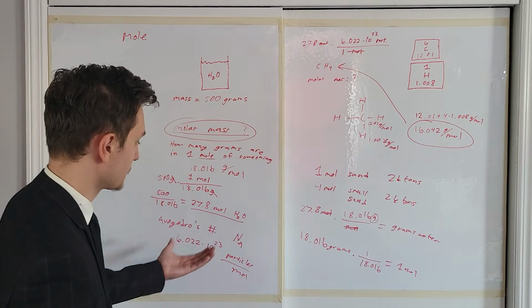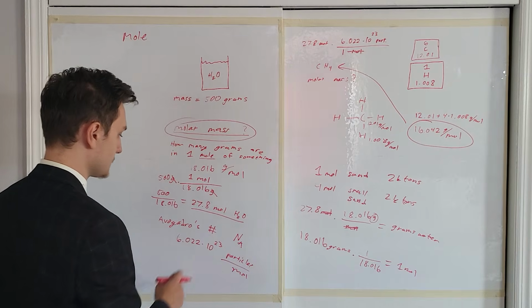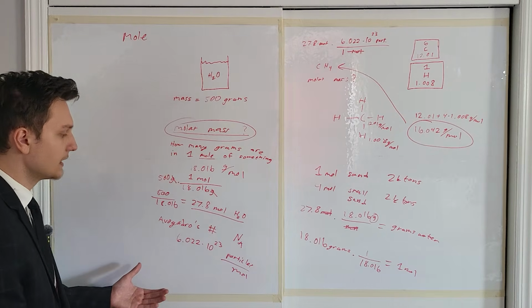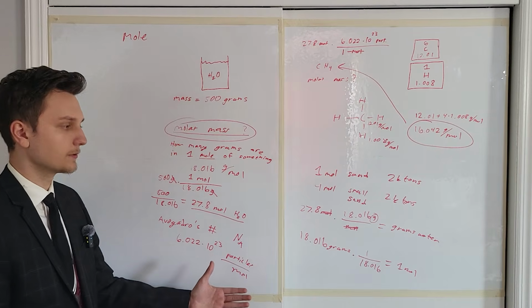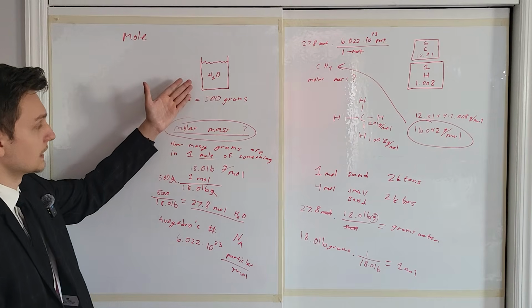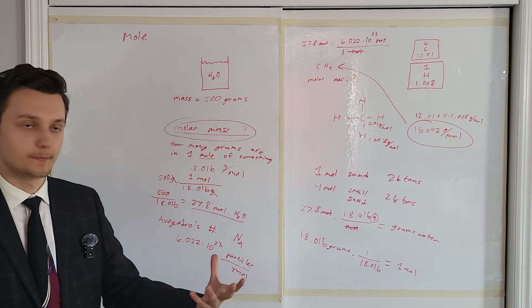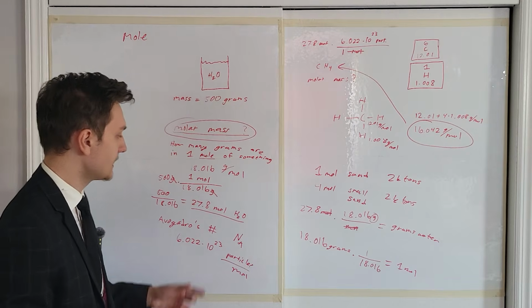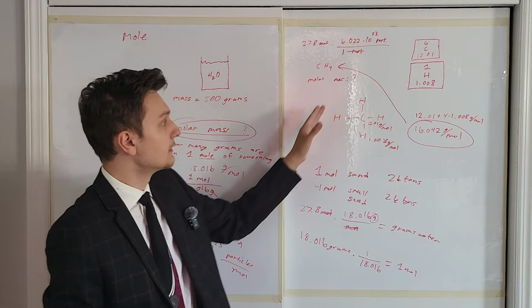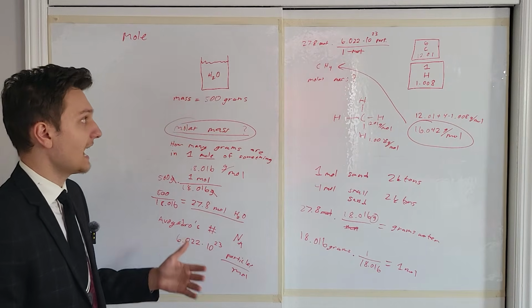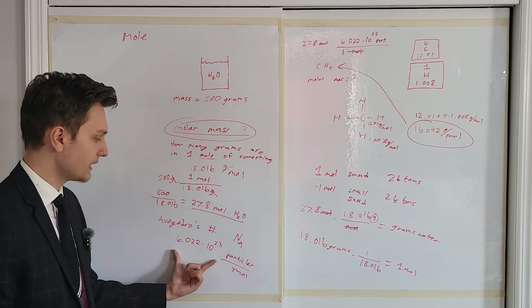If I want to get to number of particles, I would take my 27.8 moles and I would multiply it by Avogadro's number. Moles times Avogadro's number gives you number of particles. If you're dealing with a molecule, it would give you number of molecules. If you're dealing with an atom, it would give you number of atoms, okay? If I said I have 27.8 moles of methane, and I asked you how many molecules of methane I have, you'd multiply 27.8 by Avogadro's number.